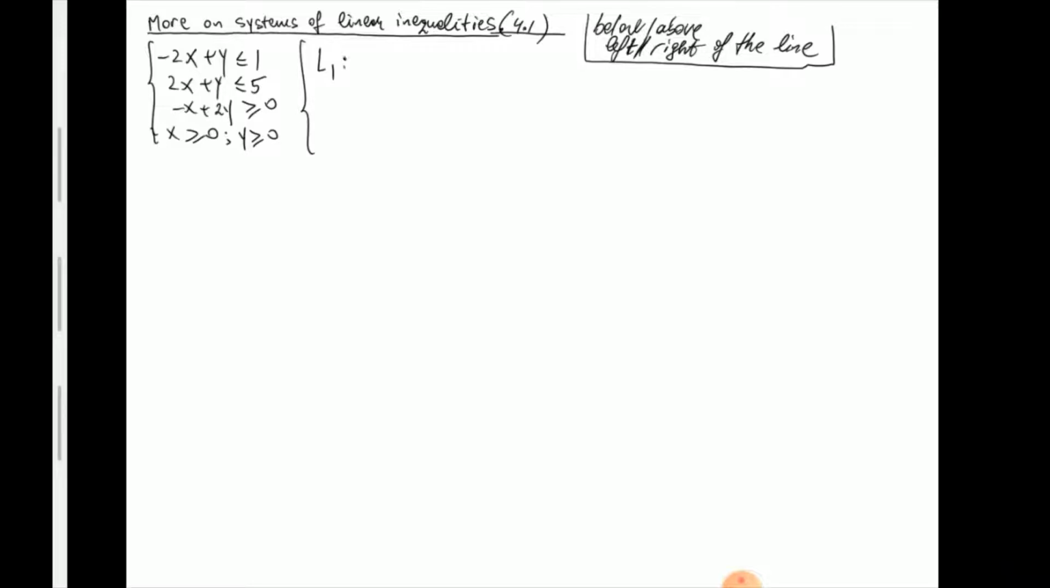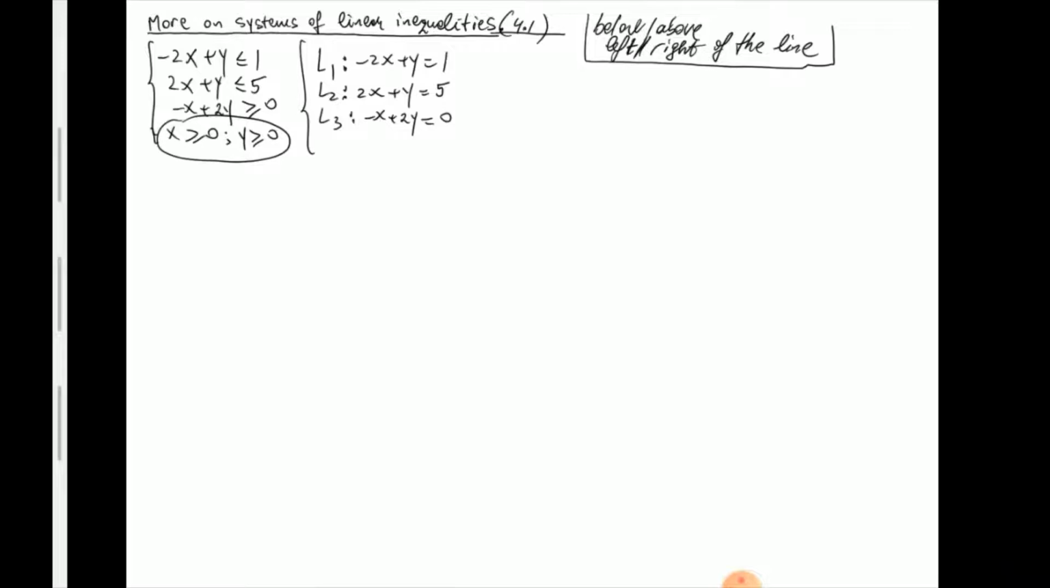So line 1 will be minus 2x plus y equals 1. Line 2 will be 2x plus y equals 5. Line 3 would be minus x plus 2y equals 0. And the last two constraints, x greater than 0, y greater than 0, we'll just keep that in mind when the time comes to sketch and visualize the solution of the system. We're going to look at the first quadrant only because that's the one corresponding to x positive and y positive.